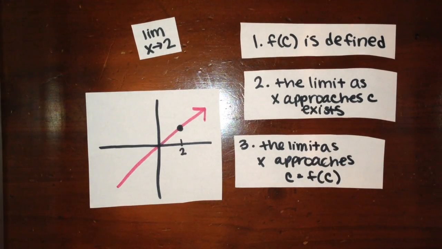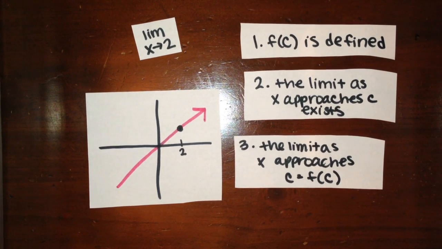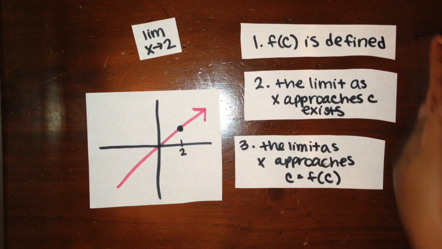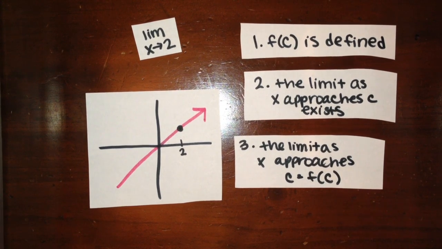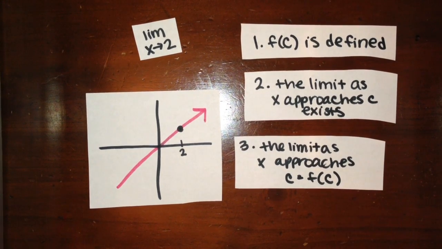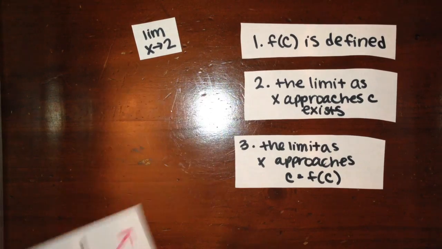So we have to check: does the limit as x approaches c equal f of c? Does our answer that we got for number 1 equal number 2? Yes, it does. And so that means that this function is continuous. Now let's move on to a different graph.